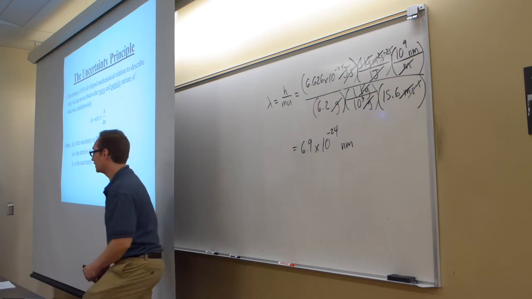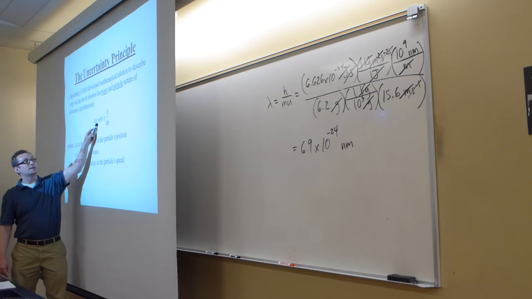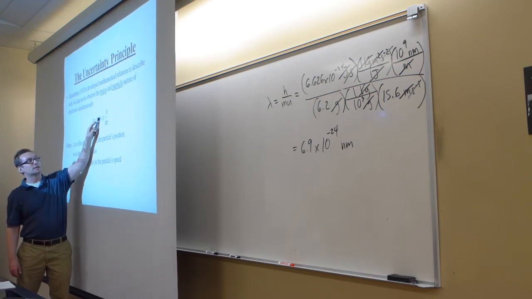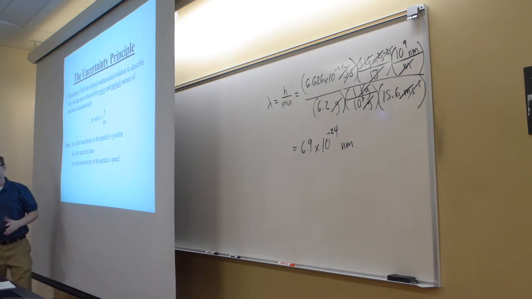Okay, and what he's saying is that the uncertainty in a particle's position times its mass times the uncertainty in its velocity is greater than or equal to Planck's constant divided by 4 pi.